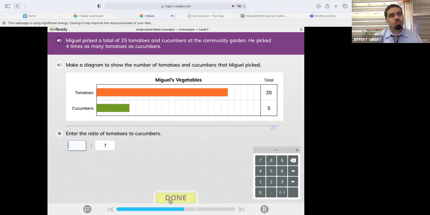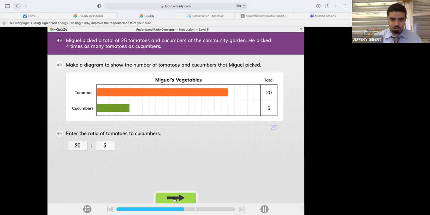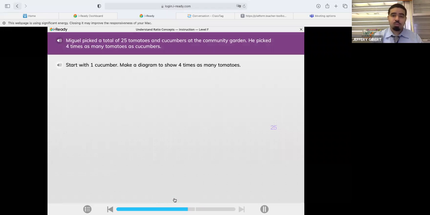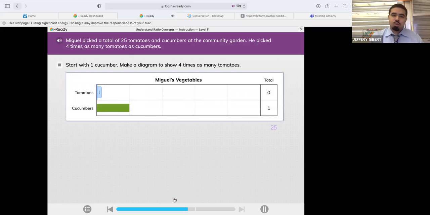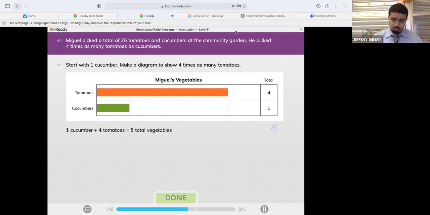Enter the ratio of tomatoes to cucumbers. So David, what's the ratio? 20 to 5. Correct. Start with 1 cucumber. Make a diagram to show 4 times as many tomatoes. So 4 times as many. So you have to do 1 times 4. 1 times 4 is 4. So there's 4 tomatoes when there's 1 cucumber. 1 cucumber plus 4 tomatoes is only 5 vegetables. Keep going until you have a total of 25 vegetables.